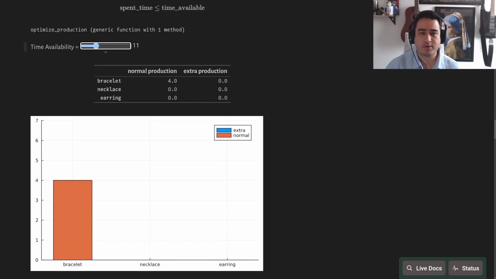So if I have more time, 12 hours, it is now best to build an earring. If I have 13 hours, build 2 earrings. 14 hours, build a necklace. So the necklace is more valuable than 2 earrings. And well, 3 earrings is better.